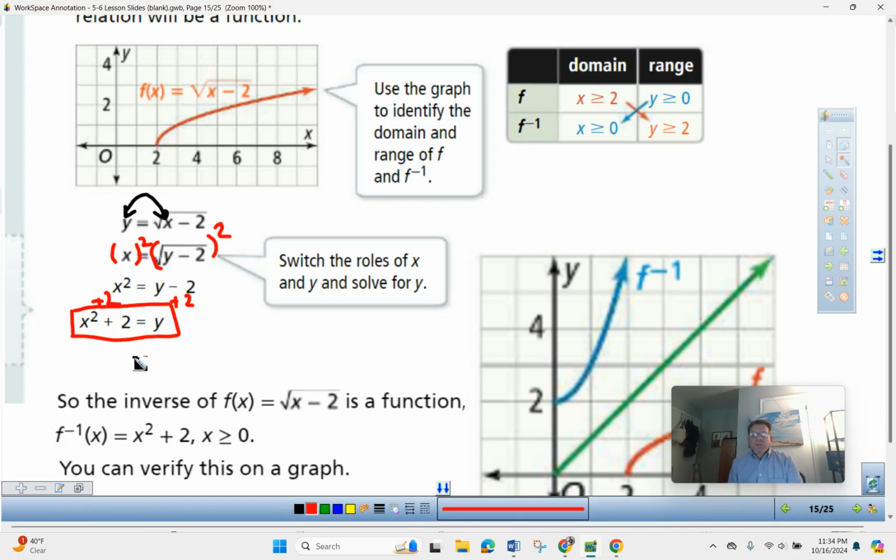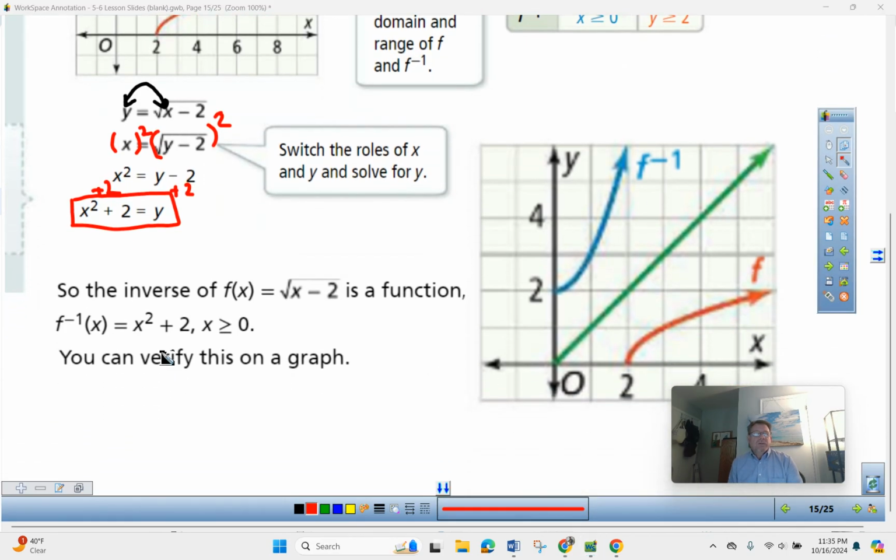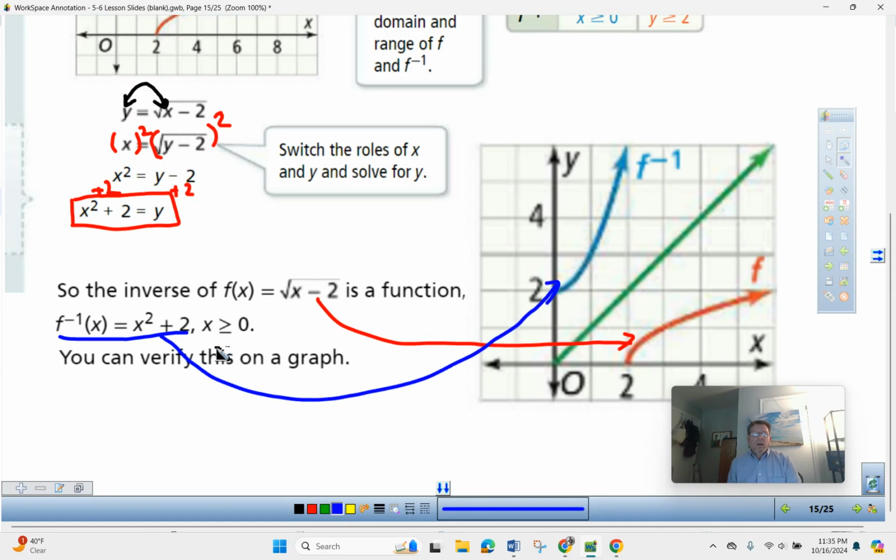When they did the inverse there, which was this guy here, they only did half of it, right? Because they're only doing the positive half. When you look at that on a graph, the inverse of f of x, square root of x minus 2, is this guy here, and we have a restriction, because that's not a whole parabola, is it? We're only using that piece right there. So you can verify this on a graph.